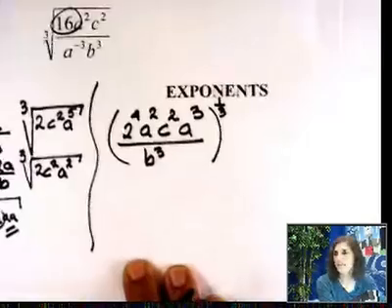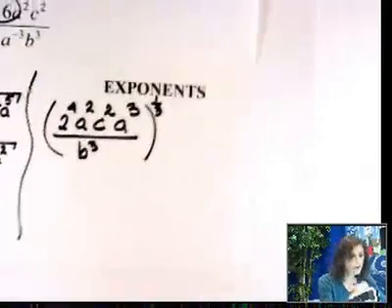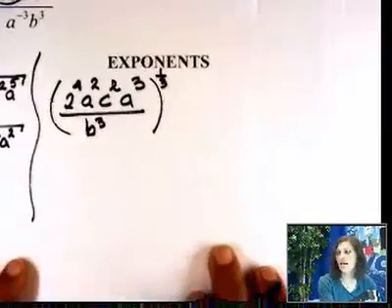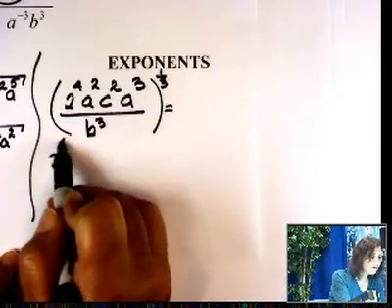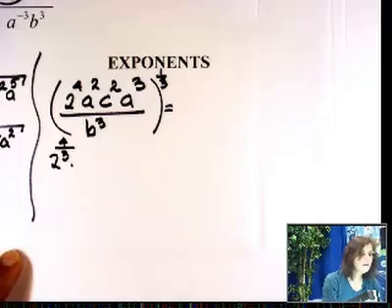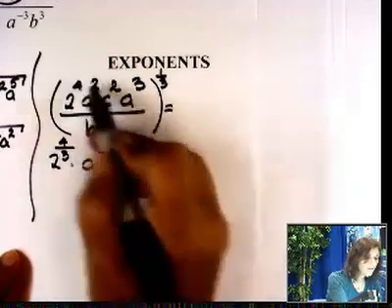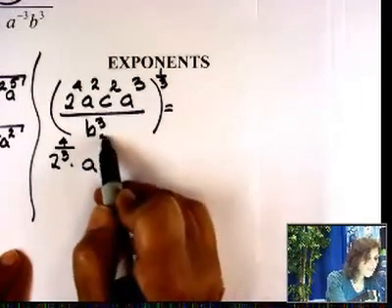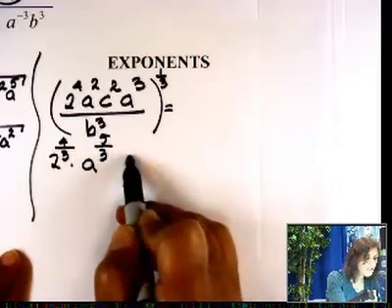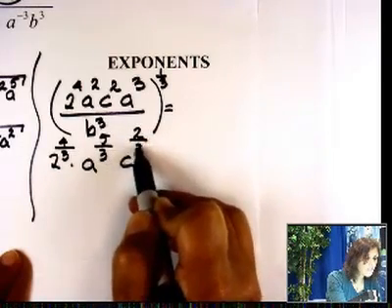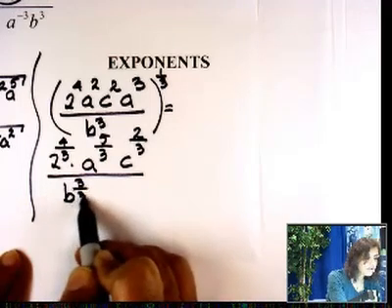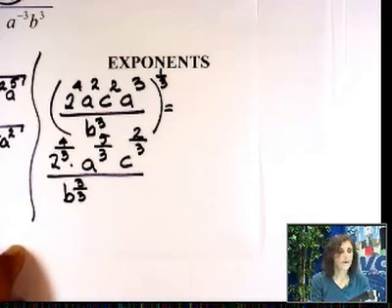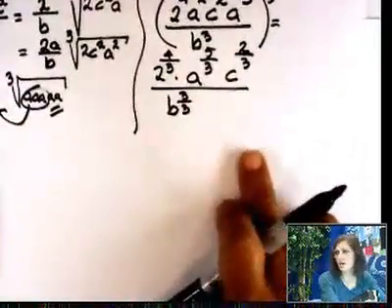Okay, let's look how that works. I'm going to work that in. That will give me 2 to the 4/3 times a to the, you have 2 and 3, so that's 5/3, c to the 2/3. And at the bottom you have b to the 3/3. Does it make sense? All right, I'm going to go to the next page. This is what I have.